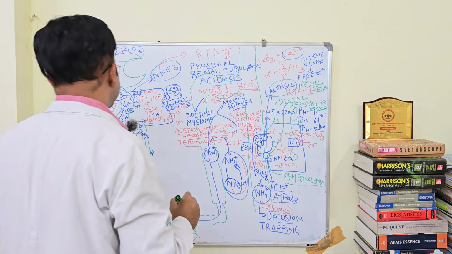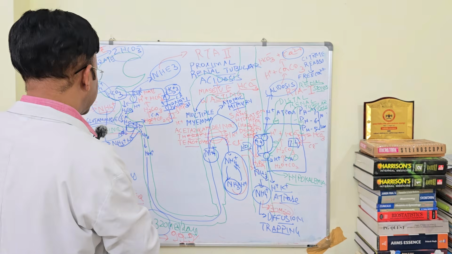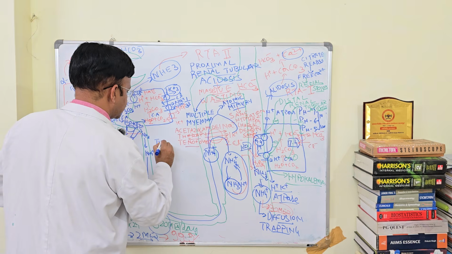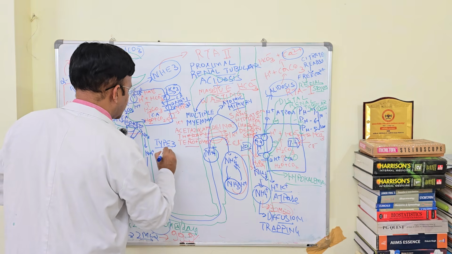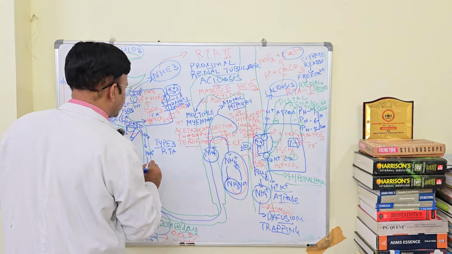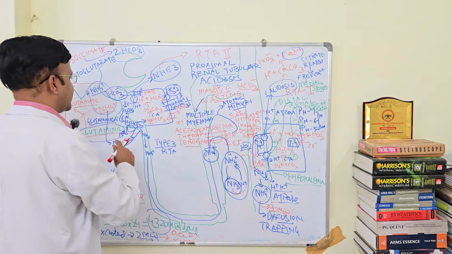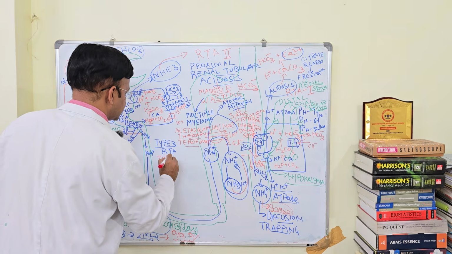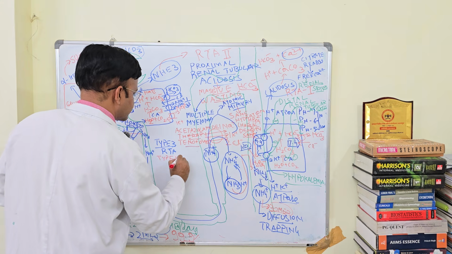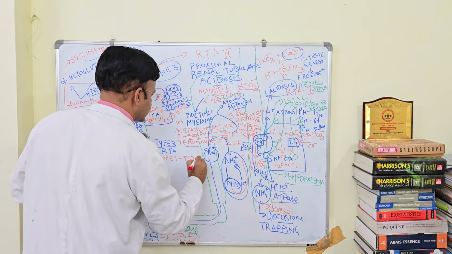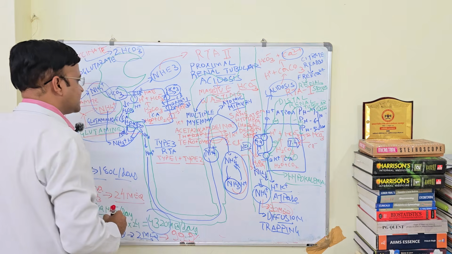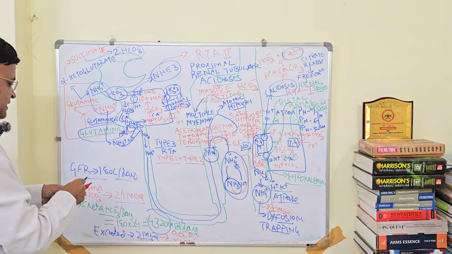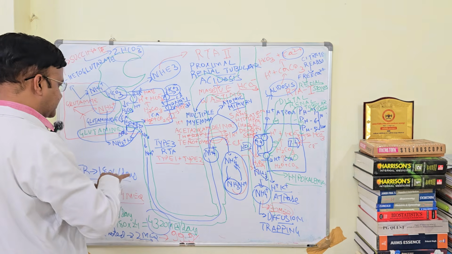Then there is something called type 3 renal tubular acidosis, right? Type 3. Now type 3 renal tubular acidosis is actually a combination of type 1 and type 2, right? Then there is something called type 4 renal tubular acidosis, right? Type 4 renal tubular acidosis.